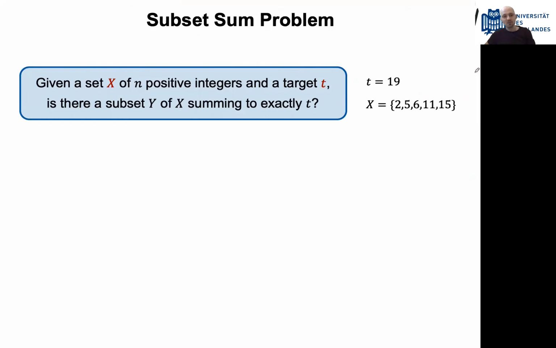In the subset sum problem, we're given a set X of n positive integers and the target T. And the task is to decide whether some subset of X sums to exactly T. So for example, if the target is 19 and those are our input numbers, then yes, there exists a subset of X summing to the target.